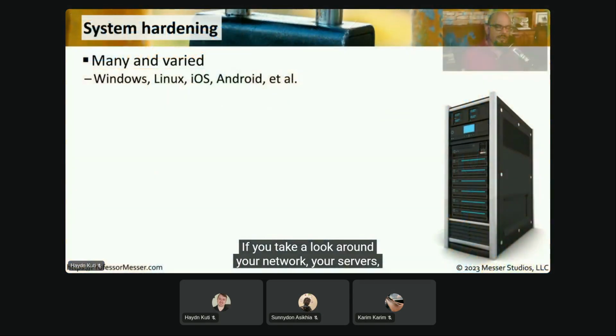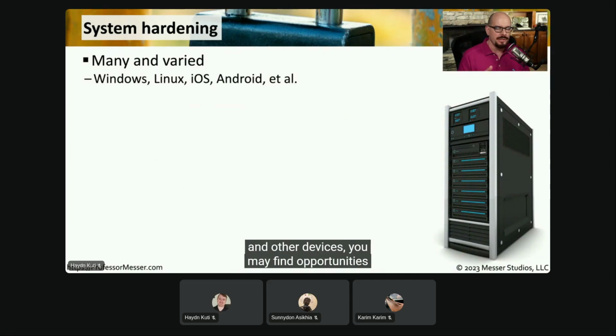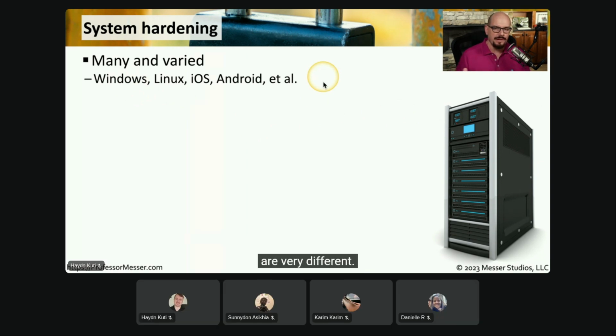If you take a look around your network, your servers, and other devices, you may find opportunities to make those devices just a little bit more secure. And in this video, we'll go through a number of hardening techniques. Let's start with a server. The system hardening refers to the operating system that's running on this server. Operating systems like Windows, Linux, macOS, and others are very different, but there are some best practices to ensure that these operating systems remain secure.